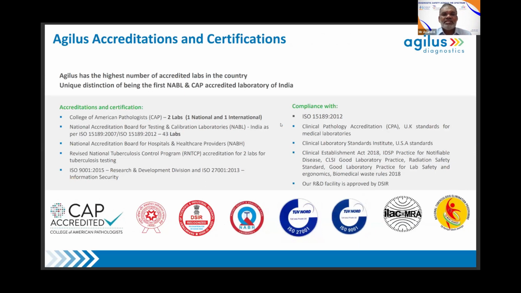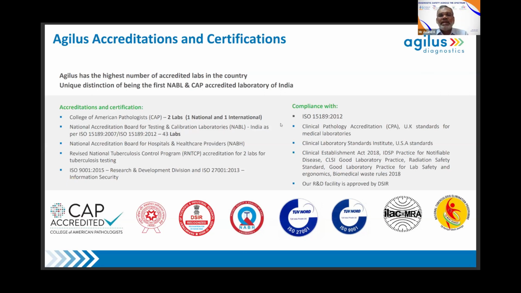So the various accreditations that most of the major labs can have, and which we also have as Agilus Diagnostics, are the College of American Pathologists accreditation, the National Accreditation Board for Laboratories, which is the NABL, ISO 15189, and we also have the NABH, which is for radiology centers. We also have the RNTCP program accreditation, which is for tuberculosis, and ISO 9001 and ISO 27001 for IT systems and the R&D systems. These are all various aspects, and also compliance standards.